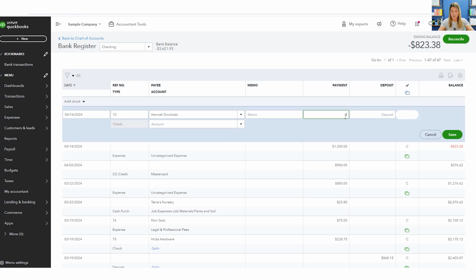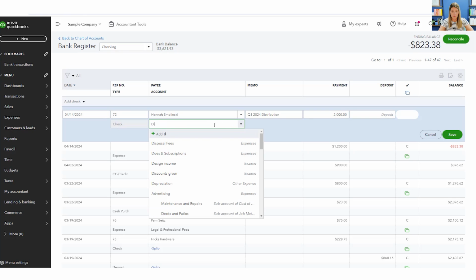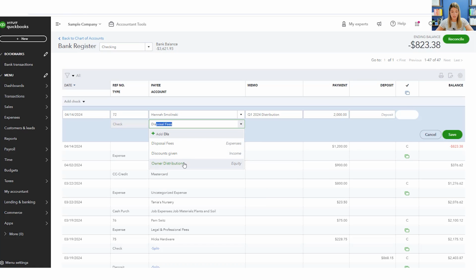And let's say I wanted a distribution of $2,000. So we're going to put it in here. I'm going to put Q1 distribution, and the account is what's important here. So make sure you select owner's distribution. And it might be called owner's draw, it might be called shareholder's draw, it might be called partner distribution, depending on what entity type you are.